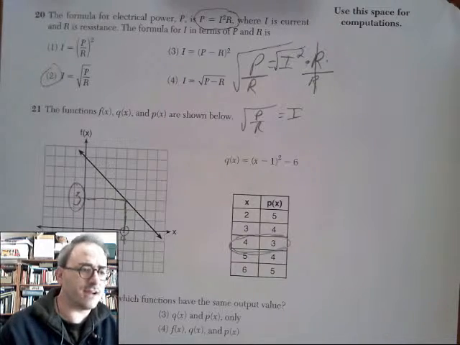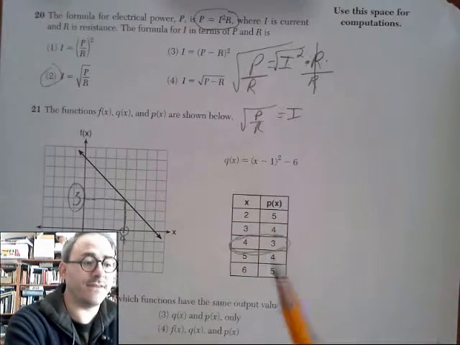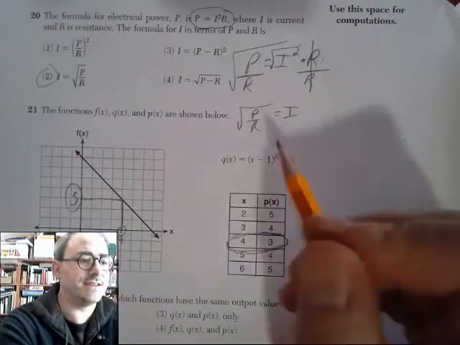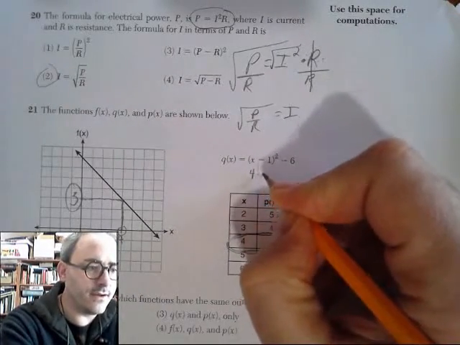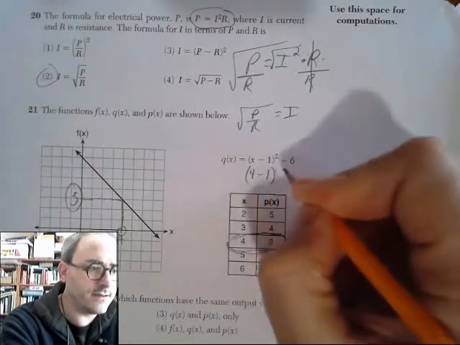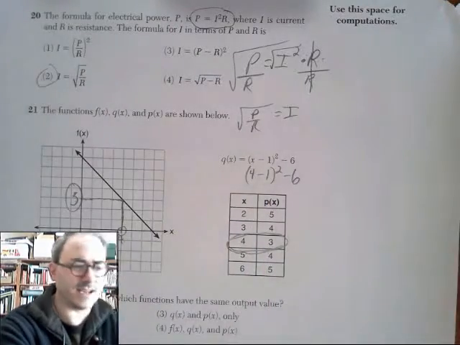And then what about P of x? What about Q of x? I'm going to have to do this when my input value is 4. So my input value is 4. 4 minus 1 squared minus 6.